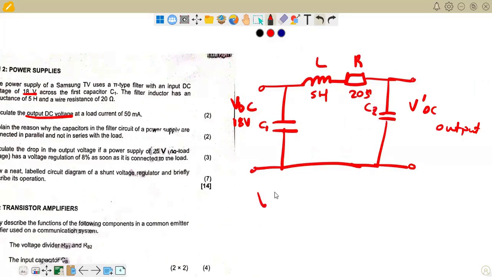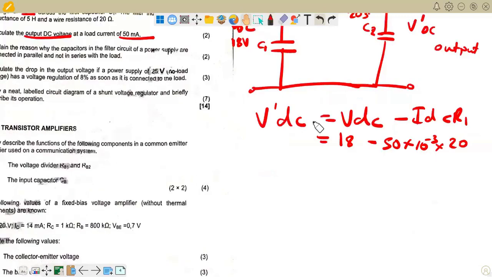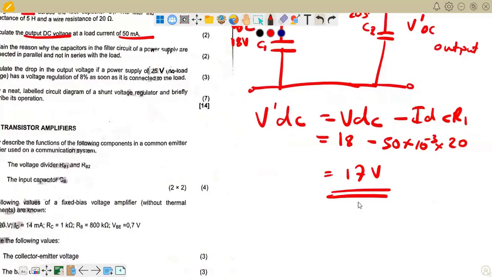So in calculating VDC referred, considering the information that we have, we can use the formula, checking on the data sheet: VDC minus IDC times R1. Therefore, we can just substitute the values that we have. VDC, we do have it. That's 18 there. Minus IDC, which we have been given as 50 times 10 to the power of negative 3 amperes. Right, we have been given our load current. Then multiply by R1, which is 20. So directly, what is that going to give us? Punching that on the calculator, that will give us 17 volts. So we do have our VDC referred.